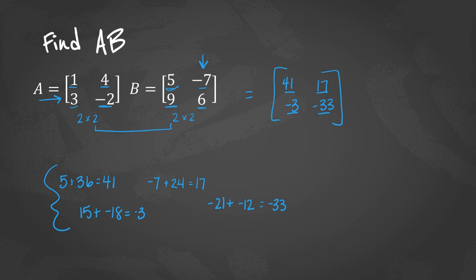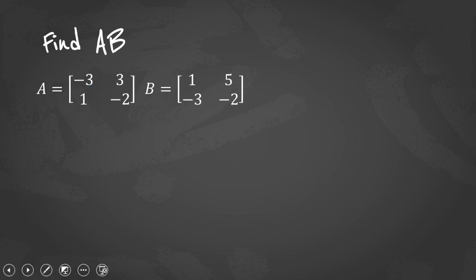So it's not a bad idea to write things down, but I'm not going to require you to, okay? Let's try another one. First thing we want to do is check the dimensions. This is a 2 by 2. B is also a 2 by 2. So our answer again is going to be a 2 by 2, meaning I have 4 spaces or elements to fill in. Okay? Pause and just see how you do.